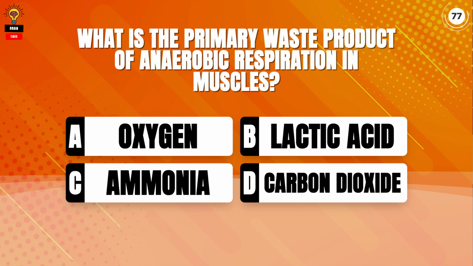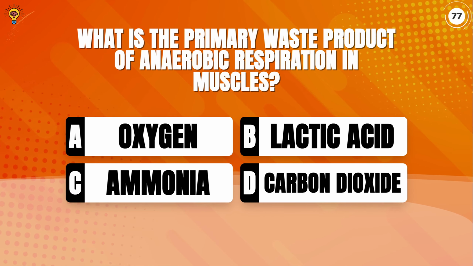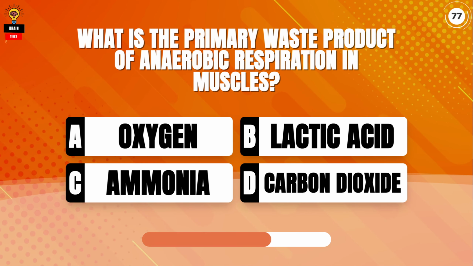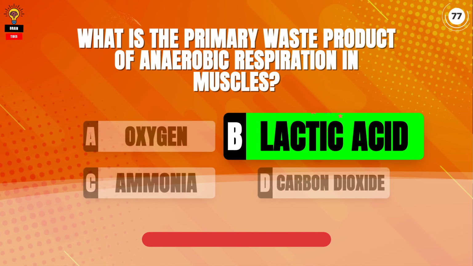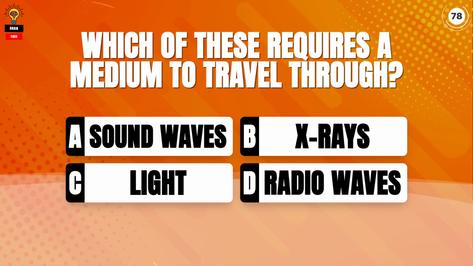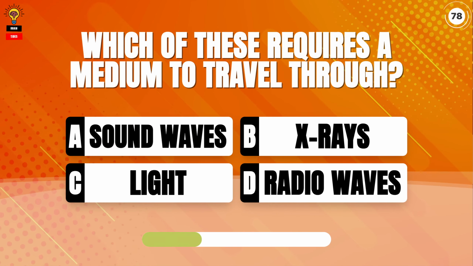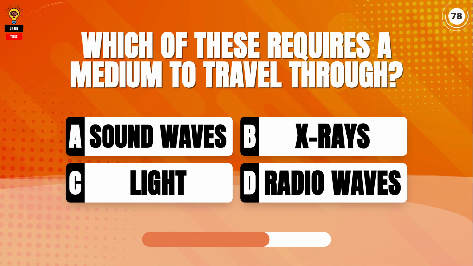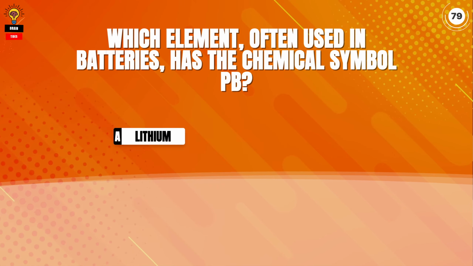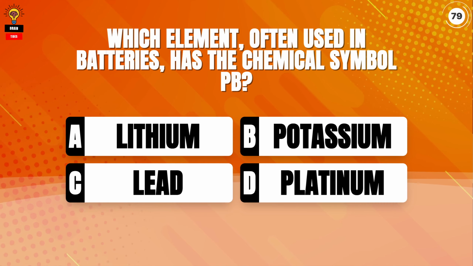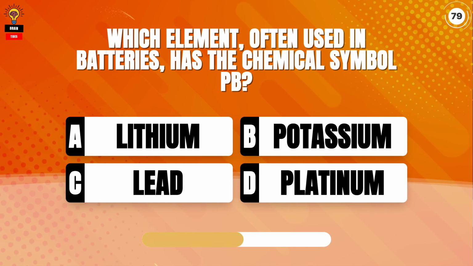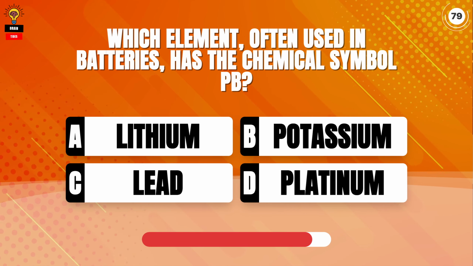What is the primary waste product of anaerobic respiration in muscles? Lactic acid. Which of these requires a medium to travel through? Sound waves. Which element, often used in batteries, has the chemical symbol Pb? Lead.